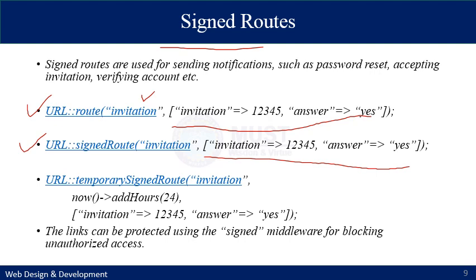For example, the same route is sent by a temporary signed route, and it is again an invitation route, and now the time is accessed using the now method, and you have added 24 hours for its duration, and the rest of the method is the same. So the links can be protected using the signed middleware for blocking unauthorized access.